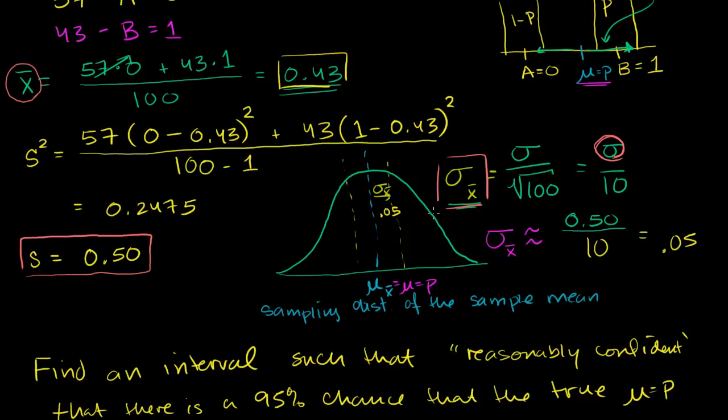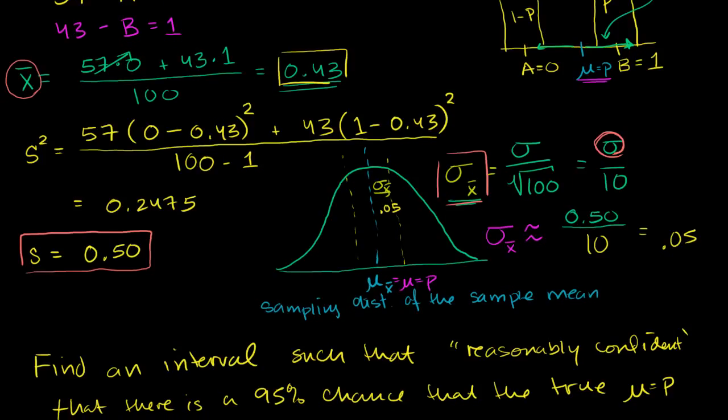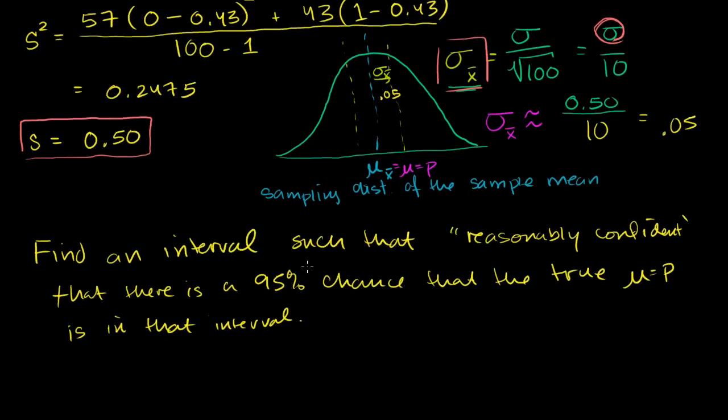Now, based on everything that we have so far, and based on what we've seen before on confidence intervals, how can we find an interval such that, roughly, and I'm saying roughly because we had to estimate the standard deviation, there's a 95% chance that the true mean of our population, or that p, the proportion of the population saying 1, is in that interval? And we're going to do that in the next video.